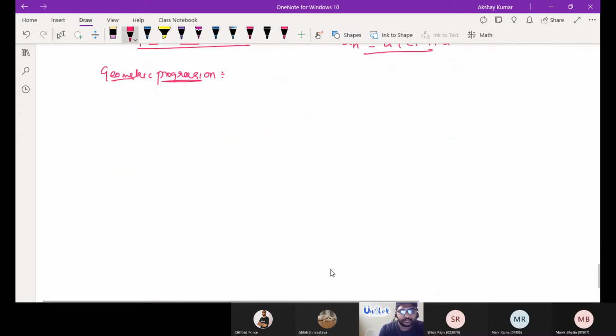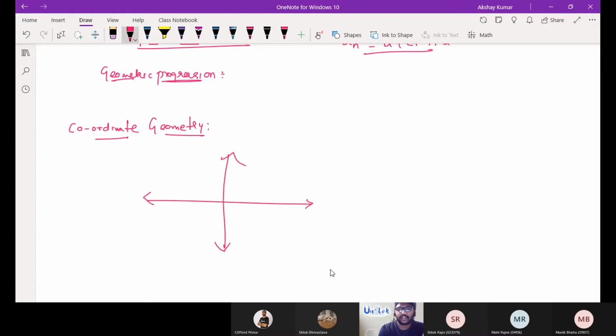Next is coordinate geometry. You people already know what the x-axis is, what the y-axis is, and if you locate a specific point, for example, point A here and point B here, I'll tell the coordinates of point A as x1, y1. I'll write B here itself so that both remain positive, with coordinates x2, y2.